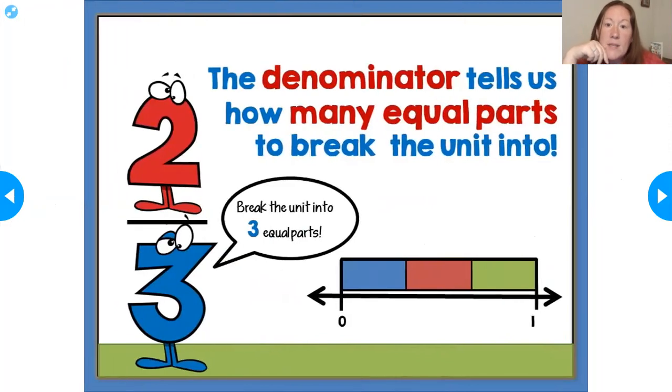So the denominator tells us how many equal parts to break the unit into. And it's telling us over here, break the unit into 3 equal parts. Okay, did we break our fraction units on the number line into 3 equal parts? We did. Looking good so far, friends.